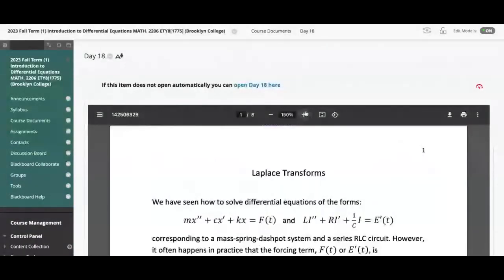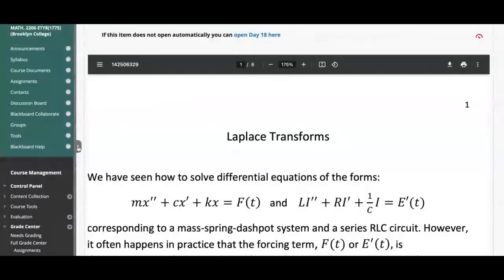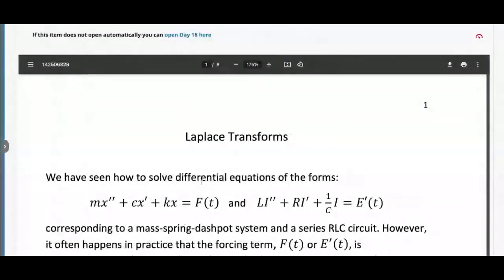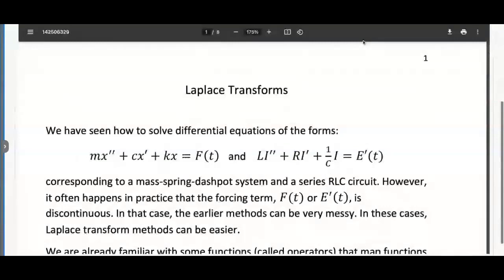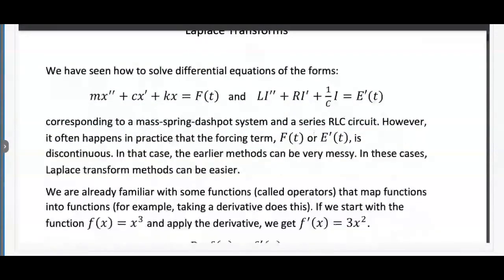Laplace transform. Well, if you want to go over any notes from previous, let me know. All right. Okay, Laplace transform.